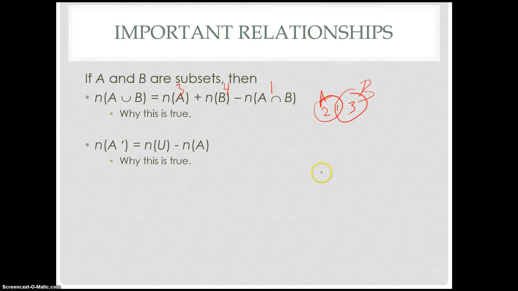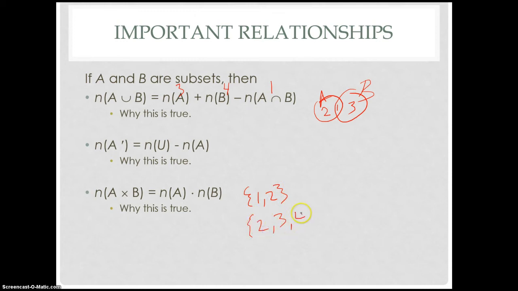The cardinality of the complement of a subset is basically the cardinality of the universal set minus the cardinality of A. And the cardinality of a Cartesian product is simply the product of the cardinalities of the individual sets. So if I had a subset A that was, let's say, the set of 1 and 2, and the subset B was the set of 2, 3, and 4, and you start cross-producting those, you'll have 2 things times 3 things, so you're going to get a total of 6 things.